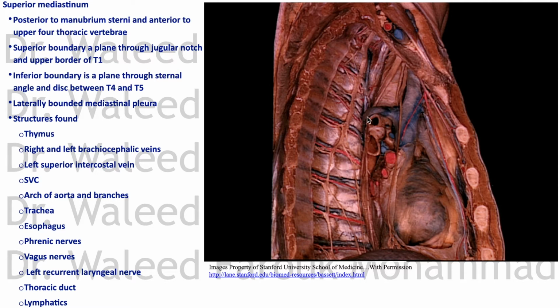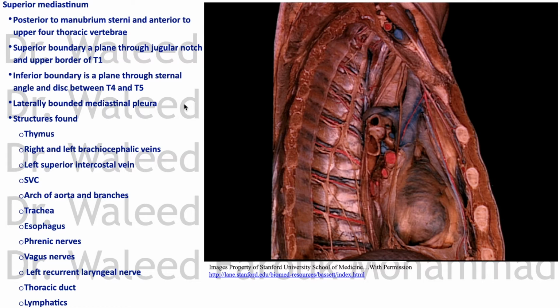Although it's not a big area behind the sternum and in front of the upper vertebrae, it has many structures impacted in it, and we are going to study all the structures inside. Of course, it's laterally bounded by the mediastinal pleura.